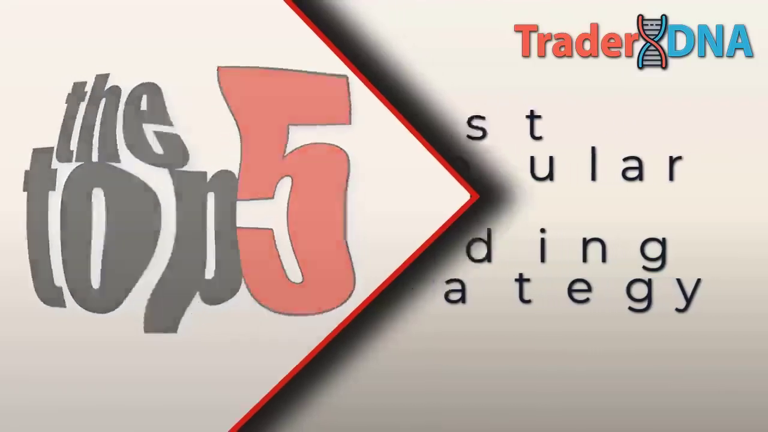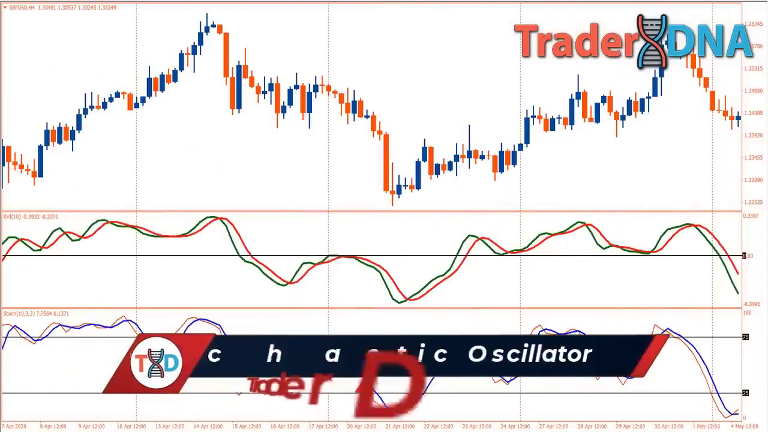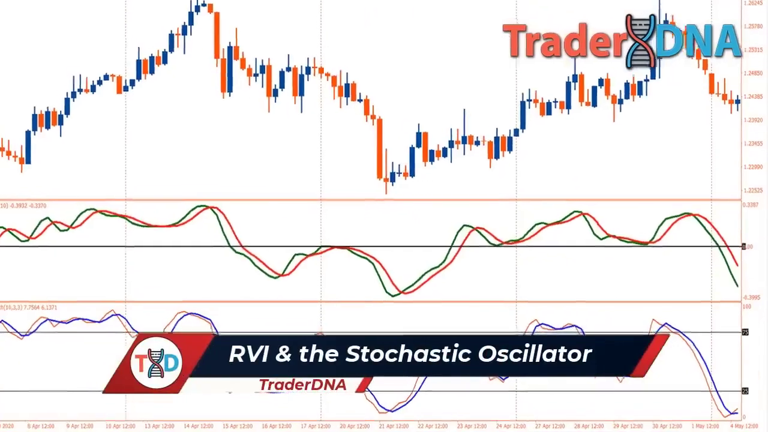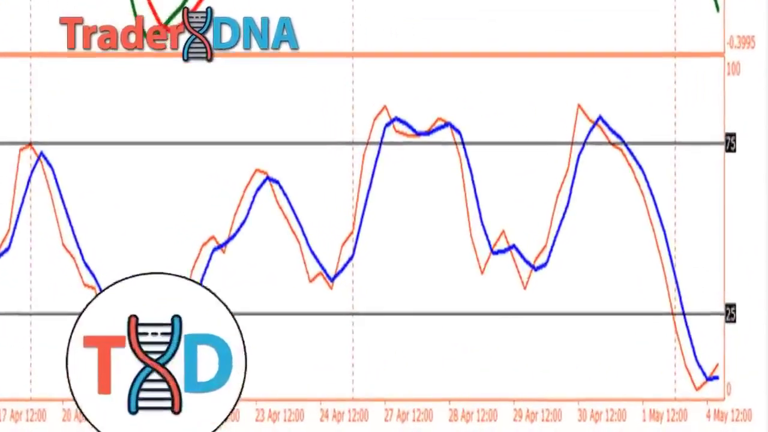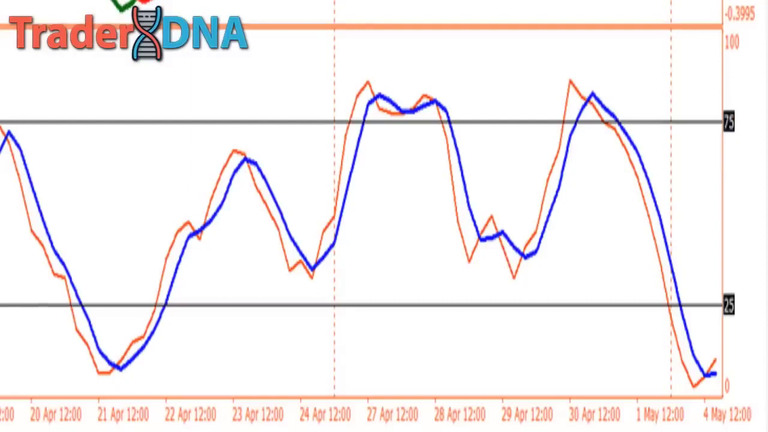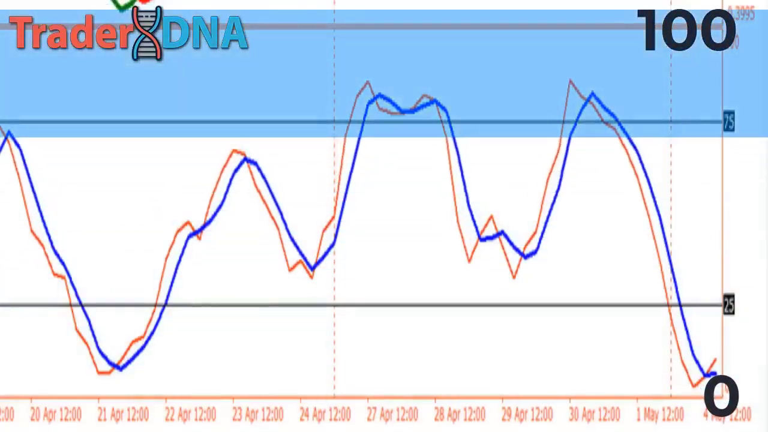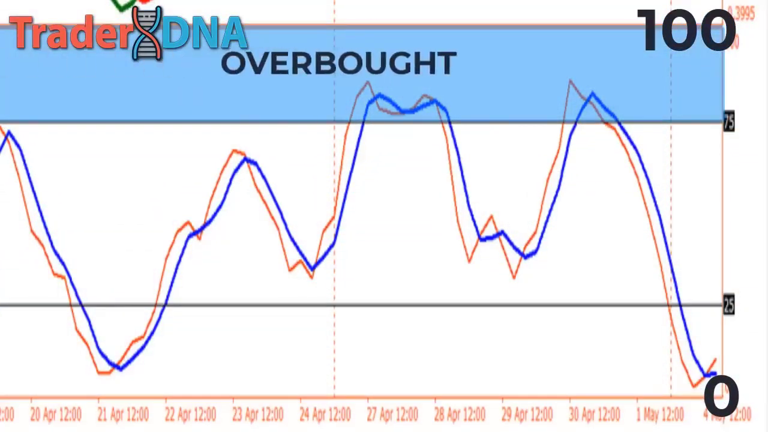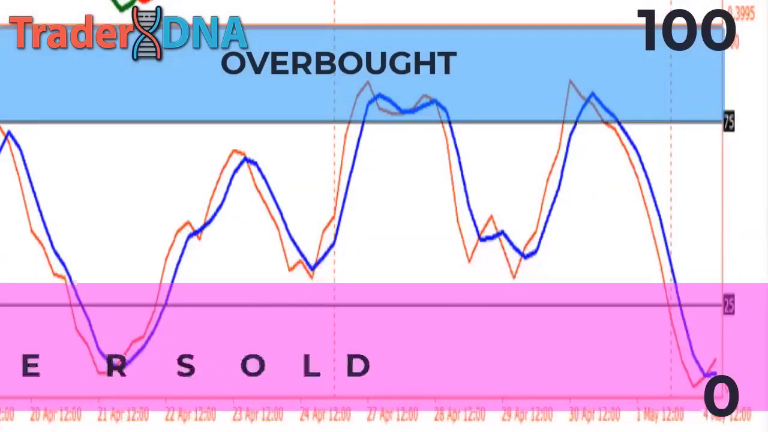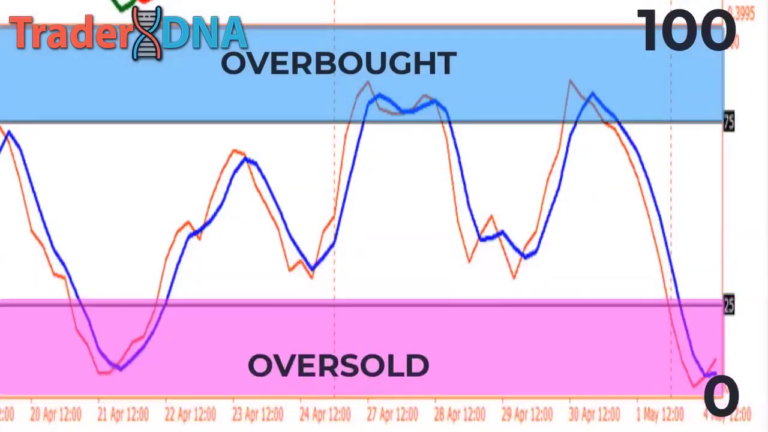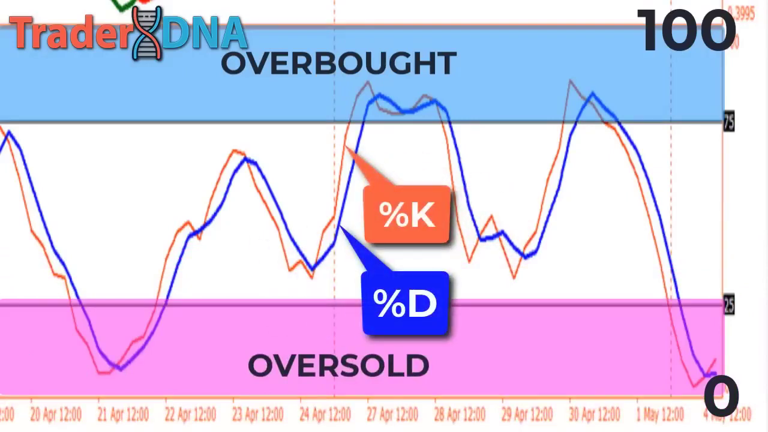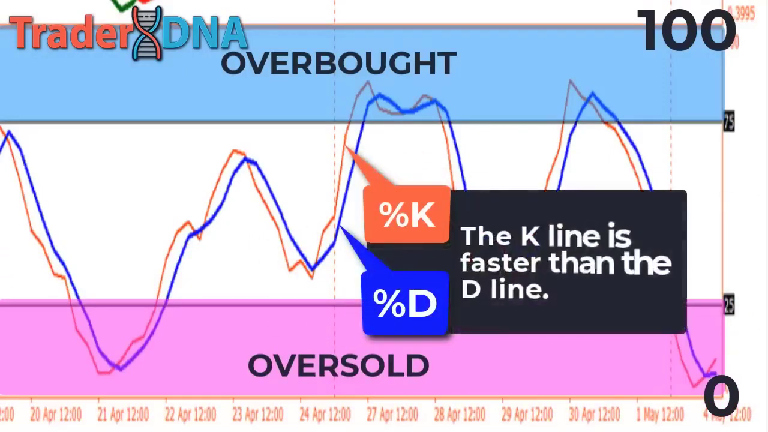First, Relative Vigor Index and the Stochastic Oscillator. Stochastic is a leading indicator as it gives us advanced signals before it is reflected in the price behavior. Stochastic is a two-line indicator that oscillates between 0 and 100. If the value crosses 80, it is considered an overbought zone, and any value below 20 is considered an oversold zone. The two lines of the indicator are labeled %K, orange color, and %D, blue color. The K line is faster than the D line.